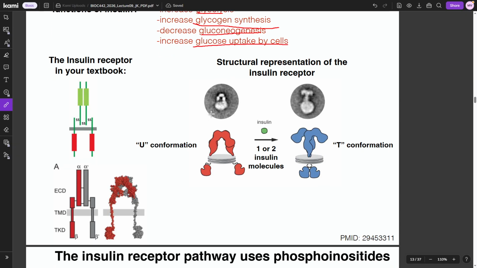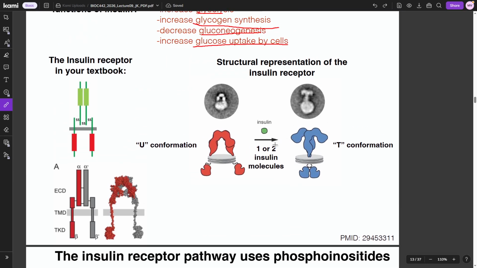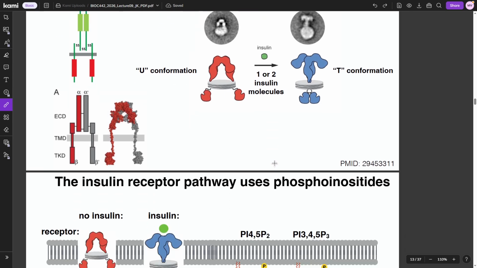So, this is just an image of what the insulin receptor looks like in your textbook. It's not that important. What you should know is when insulin is not bound, it's in this inverse U conformation, and when it is bound, it's in this T conformation. That's what you should know. And usually when this binding occurs, it's actually one or two insulin molecules. It can be either one or two. It doesn't have to be just one.